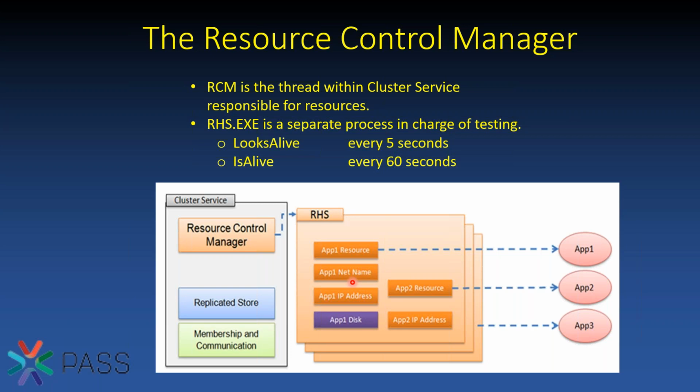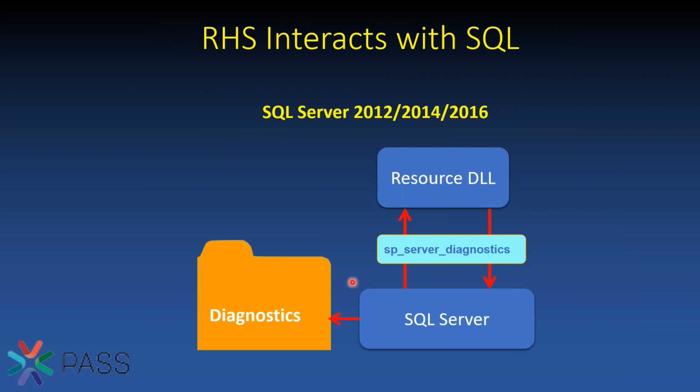And in SQL 2008 R2 and earlier, we would have the cluster connect to SQL and do a SELECT @@SERVERNAME. And if it got a result, we would say, oh, it's alive. It gave me back a result set to my query, so we know it's good. In SQL 2012, we introduced more diagnostics for this IsAlive check, and we'll go on to the next slide to talk about that.